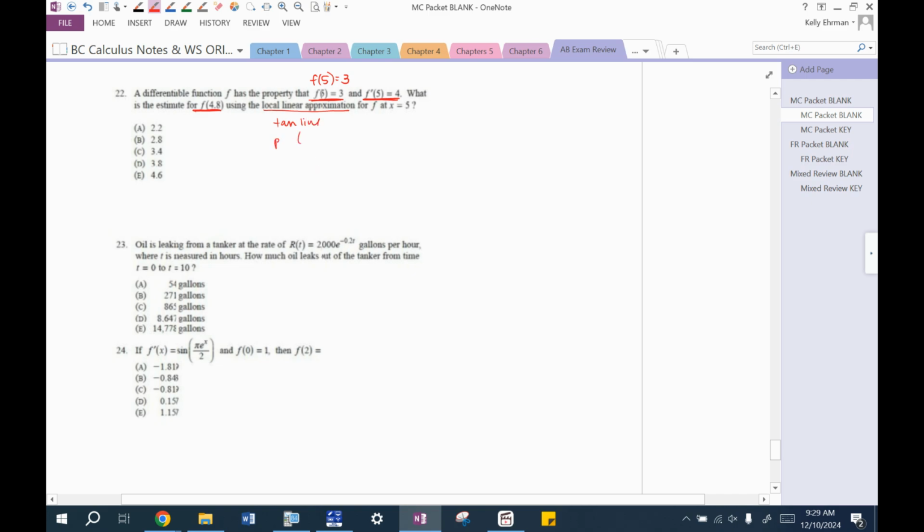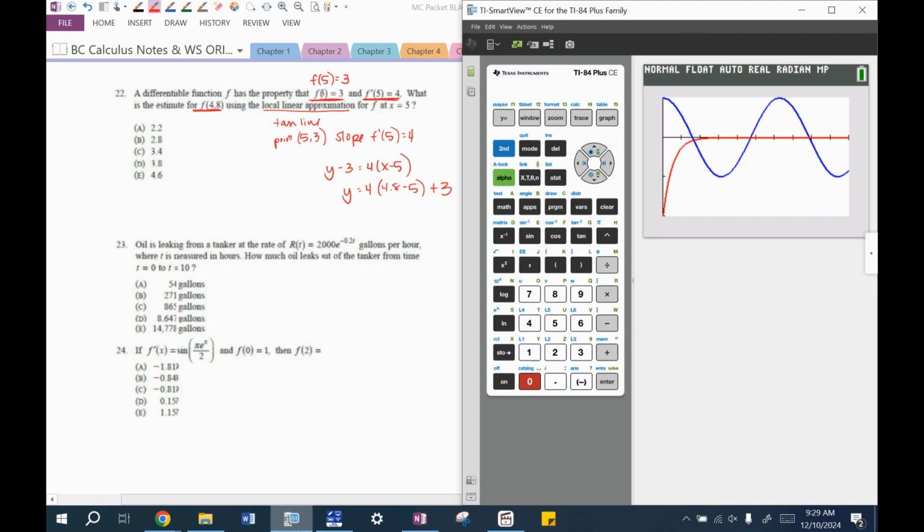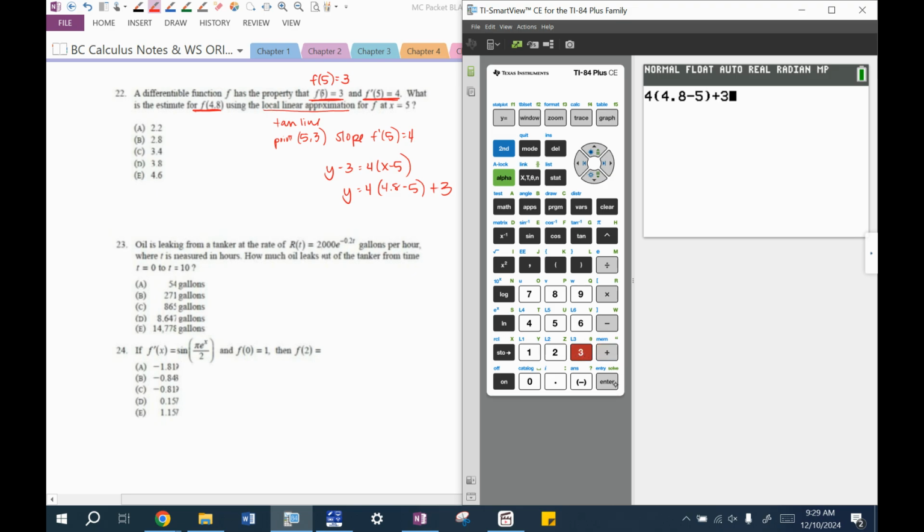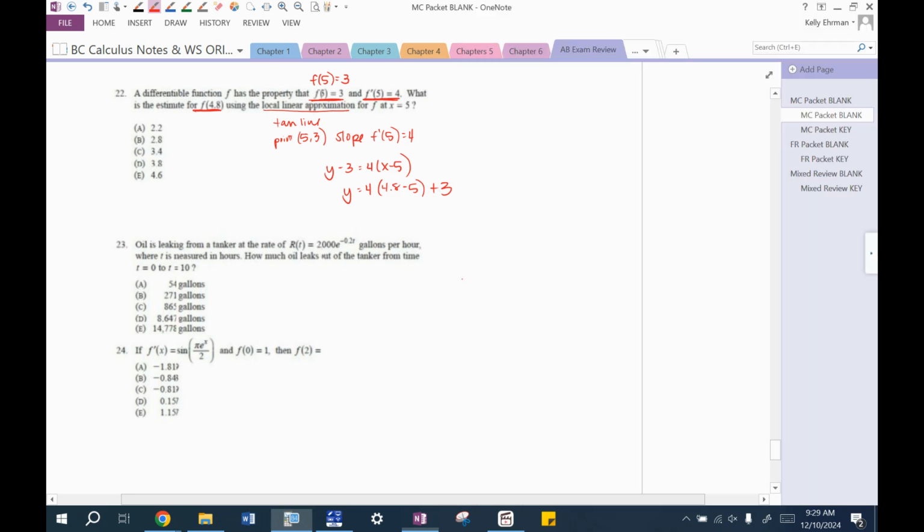So our point is 5, 3. Our slope is f prime of 5 equals 4. So it would be y minus 3 equals 4 times x minus 5. Plug 4.8 into that, plus 3. Remember, we have a calculator, so even though we should be able to do this without, I'm taking the lazy way out so I don't make a silly mistake. 2.2.